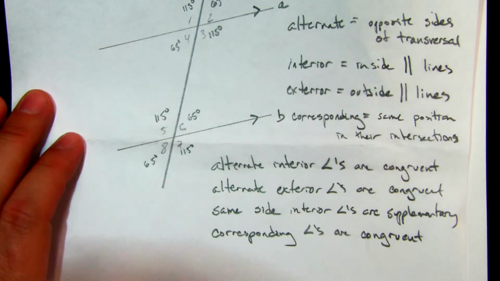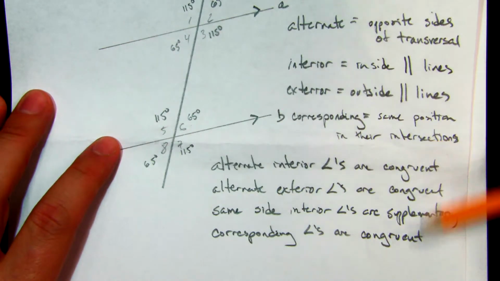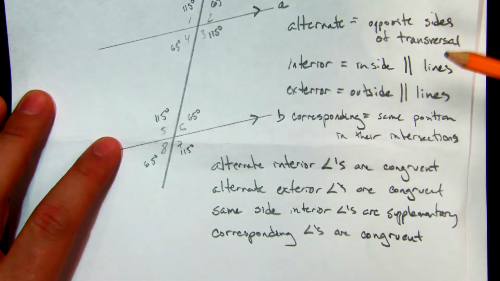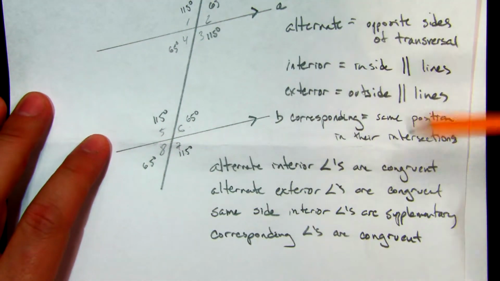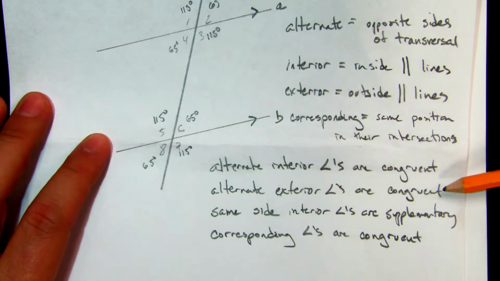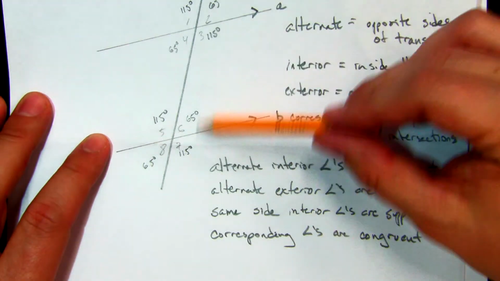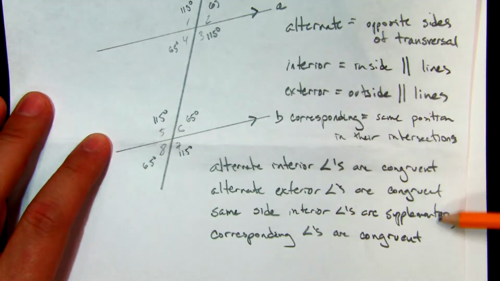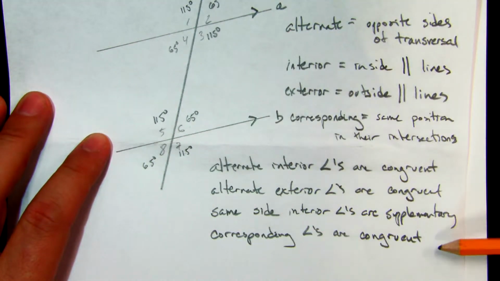Last video, I went over some vocabulary and we came up with parallel lines and transversals. We came to some conclusions. Alternate interior angles are congruent. Alternate exterior angles are congruent. Same side interior angles, 3 and 6 here, are supplementary. And corresponding angles are congruent.